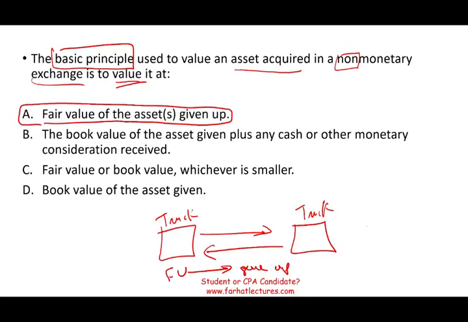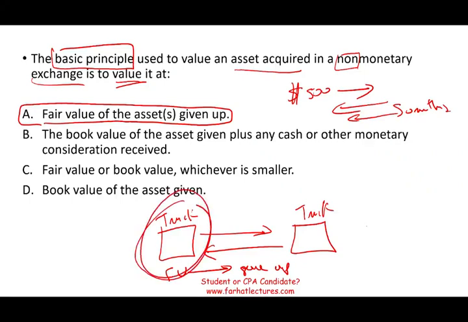Simply put, how much did you give up? Let's keep it simple. Let's assume you purchased something for $500 cash. You gave up $500 and you received something. I don't care what that something is, but you paid $500. That something is worth $500. And when you do a non-monetary exchange, what matters is the fair value of what you gave up. And that's how you would record your transaction. It does not matter what the other people think about their fair value. If they agree to your fair value, that's the true fair value. It doesn't matter.